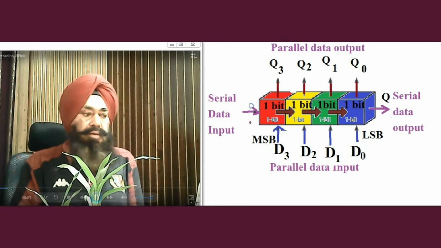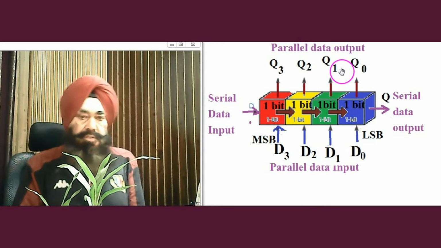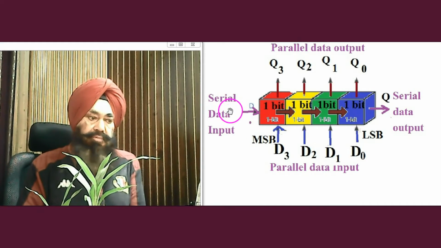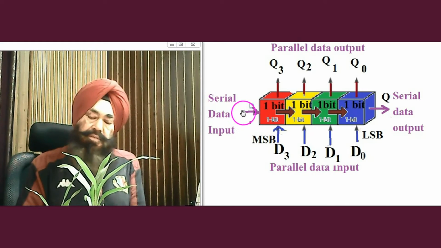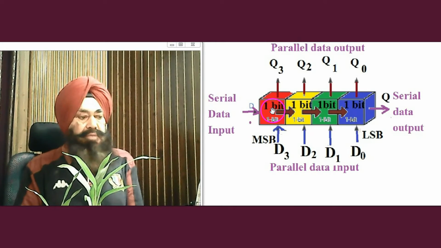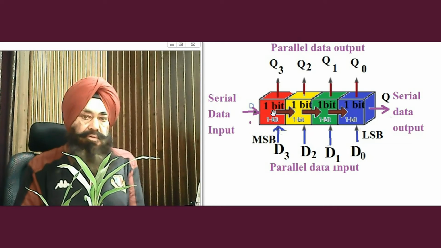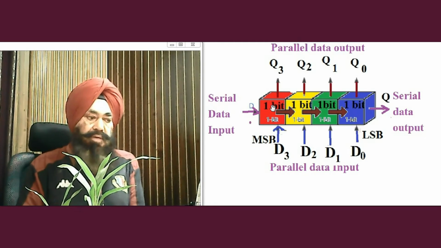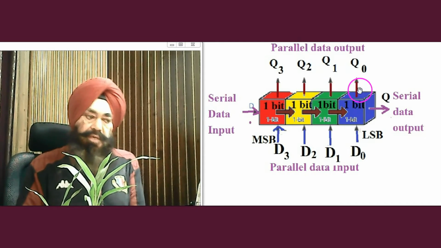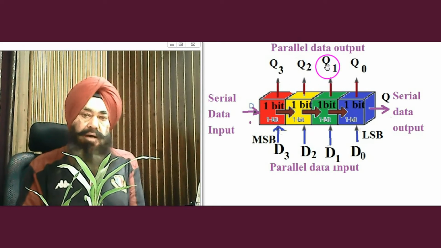Serial in, parallel out. The register is loaded with the serial data, 1 bit at a time. When the stored data is available at the output in the parallel form, then it is called serial in, parallel out. Okay.